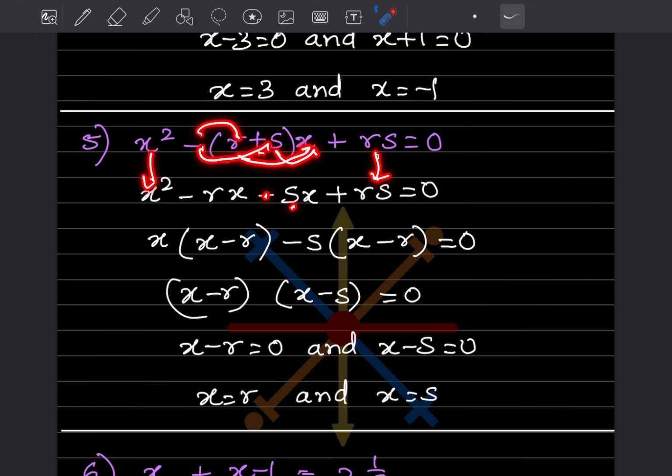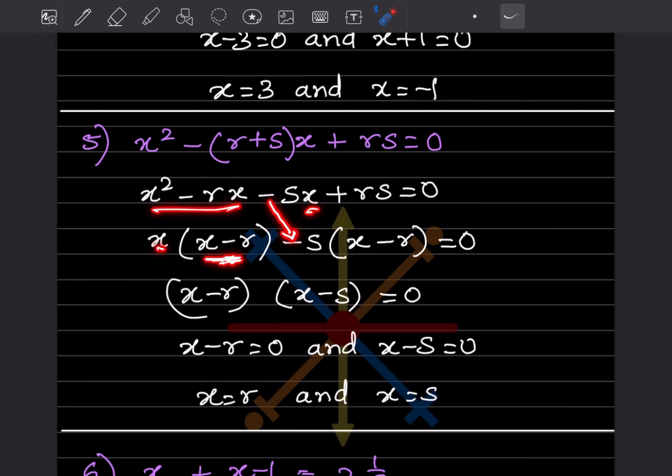And now we got here 4 terms. So what will you do? You will take common. So x will be common from here. Bracket will be x minus r. This minus as it is. Here common is s, and here in the bracket will be x minus r. Why here x minus r? See, minus and minus becomes plus. So this is plus rs is equal to 0.